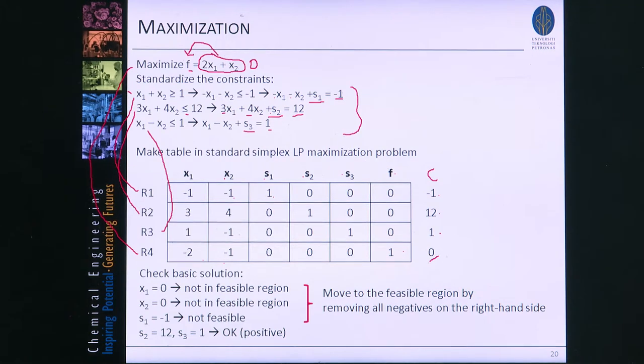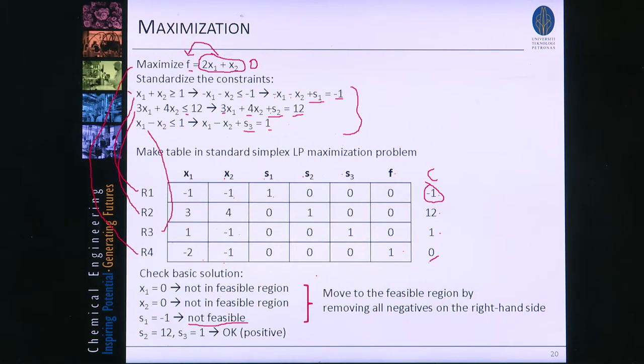So now we can see what the basic solution is. Basic variables are the ones that appear in only one equation. We see that x1 appears in all the rows, and x2 also appears in all rows. S1 appears in only one equation, S2 is only in one, S3 is only in one, and F is also in one. So the basic solution is S1 is minus 1, which is not feasible.